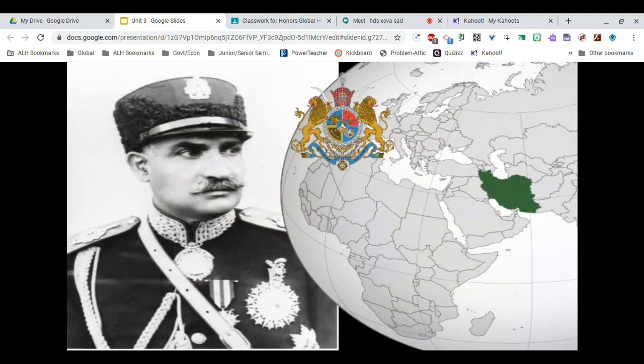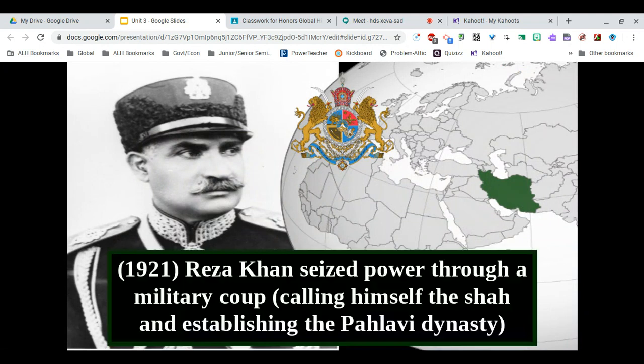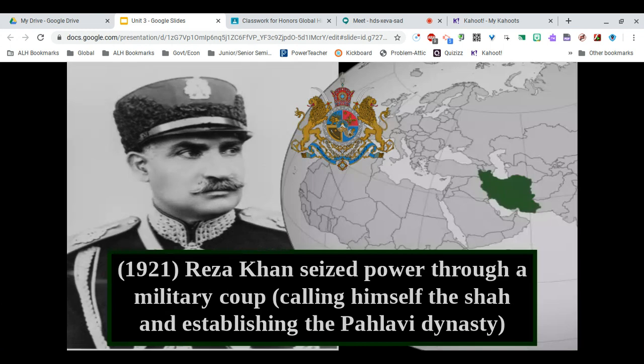Now let's take a look at Iran itself. On our global scale, you can see that Iran is over here labeled in green. In 1921, Reza Khan seized power through a military coup, and he established the Pahlavi dynasty. This happened in the 1920s, when you saw the end of World War One and decolonization beginning in its very early stages. He establishes the Pahlavi dynasty and calls himself the Shah.